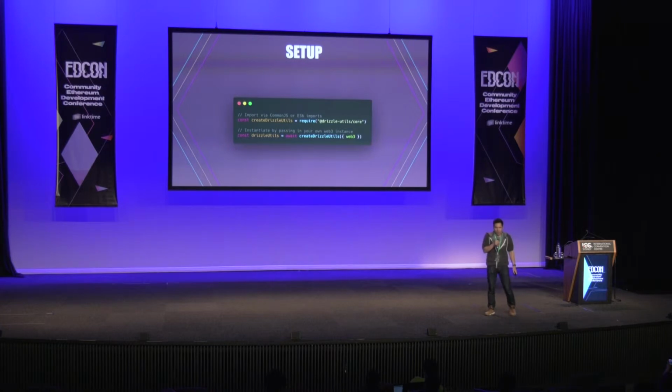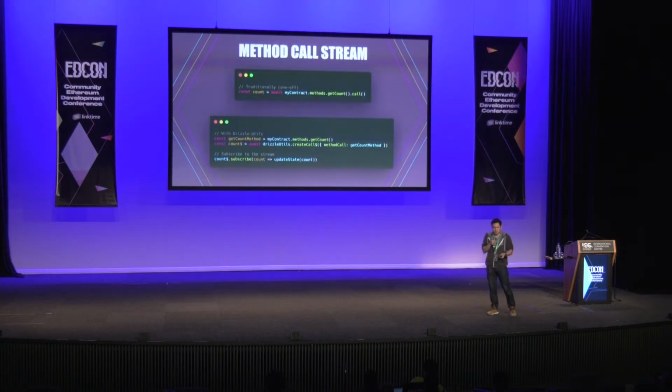First of all, how do we use Drizzle Utils? We set it up very simply. We import it either via CommonJS or ES6 imports, and then we pass in your Web3. As long as it's a Web3 1.0, it will work fine. Because it returns a promise, you have to await it, and then you get your Drizzle utils instance. It does a little bit of magic behind the scenes, but not as much as Drizzle does. It doesn't create a Redux store for you behind the scenes. You'll see later on, it's a little bit more pluggable.